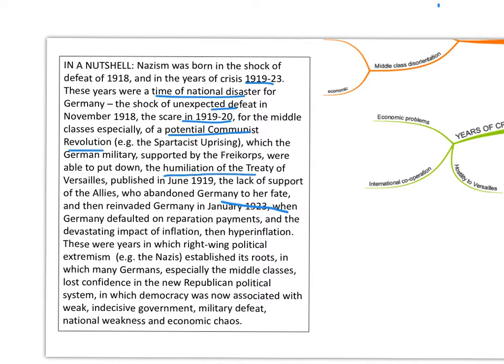But then 6 months later, the Treaty of Versailles, humiliation. Over the next few years, no support for Germany. It's like she was left alone by the Allies, abandoned to her fate. And then, of course, two of the Allies, Belgium and France, invaded Germany, invaded the Ruhr when Germany defaulted on reparations. And throughout the whole of this period, horrible economic problems, which all came together in an inflation, hyperinflation.